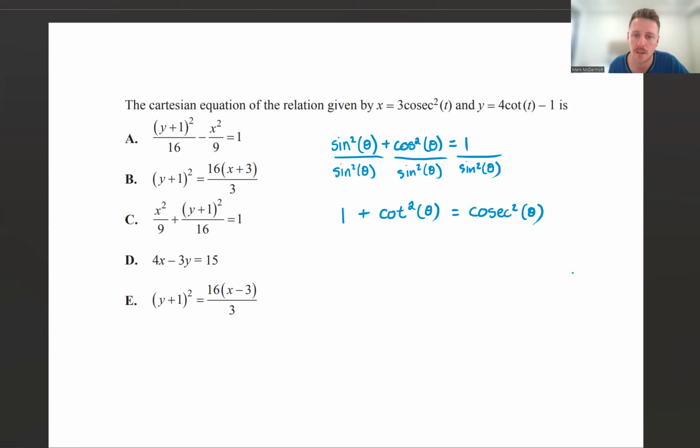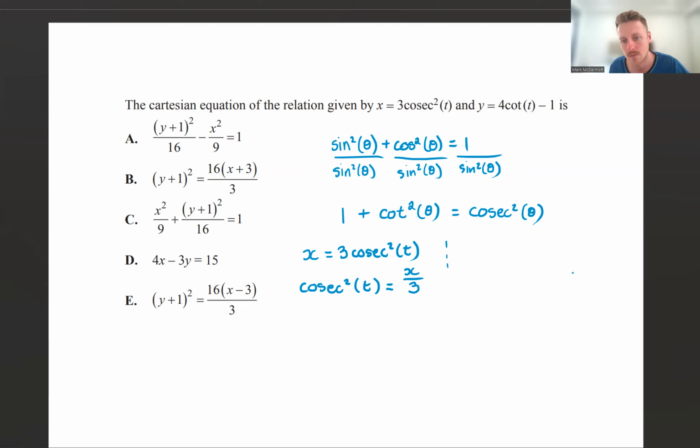So we're going to use this identity. The first thing we probably want to do is rewrite what's in the question. So x equals 3 cosec squared of t. And we're going to rearrange this for the cosecant squared of t to be the subject. So we just divide both sides by 3. That gives us x on 3.